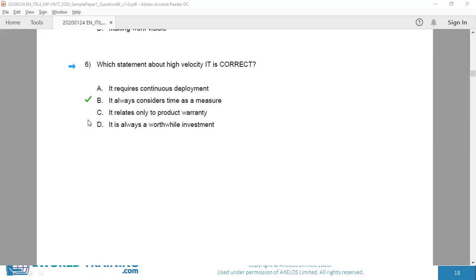Option D, High velocity IT indeed does provide many organizations with higher degrees of digital enablement and could be a worthwhile investment, but it may not always be a prudent or practical investment because for some organizations, it does not make sense to undertake such a transformation as they may have other higher priorities.